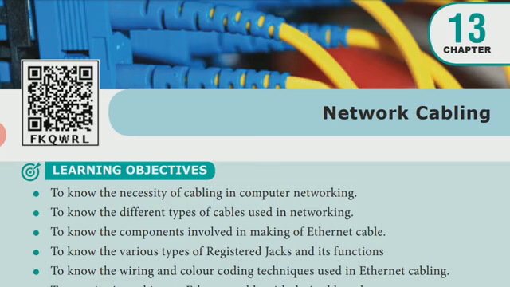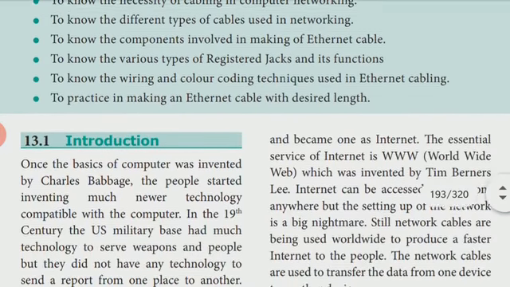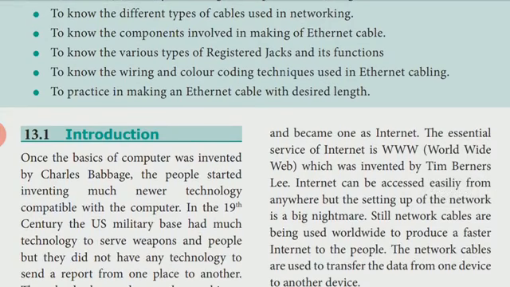And what are the types of cables, and which are the components we are going to use in the Ethernet cables and registered jacks, and what are the types of registered jacks and their functions, how the colors are used for the Ethernet cabling, then how to wire that Ethernet cable, and how we can decide the length of the Ethernet cable. So these are the things we are going to discuss in this chapter.